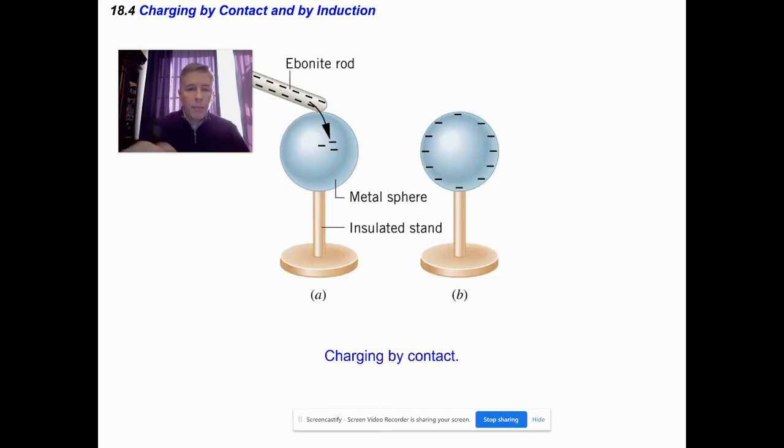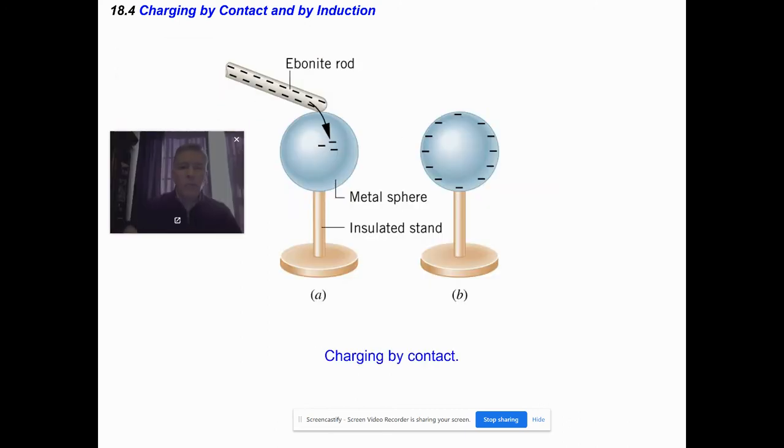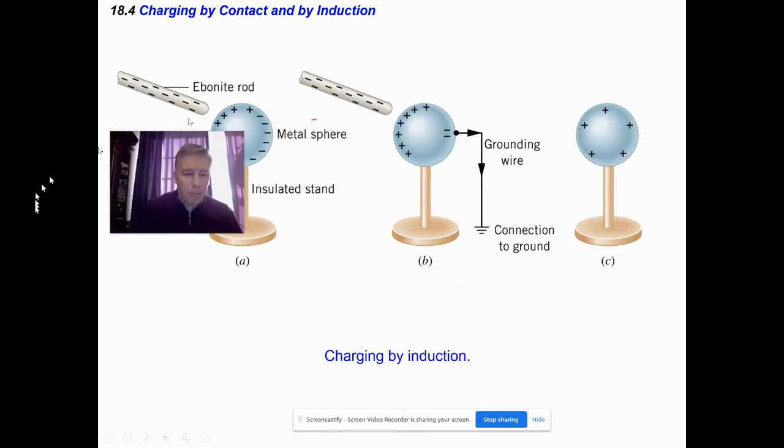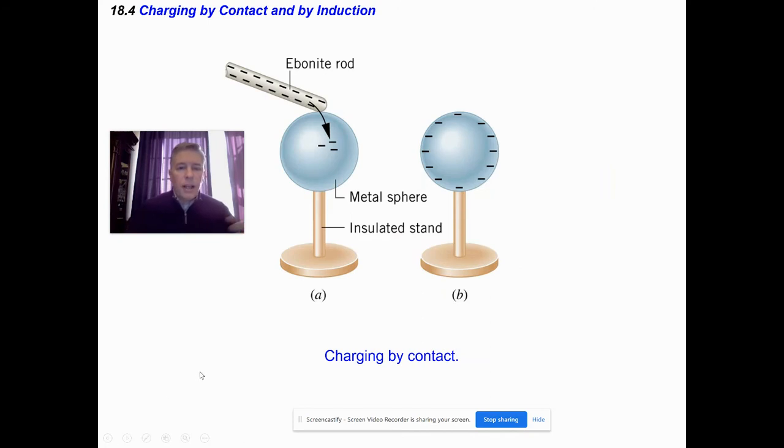And then when you actually come into contact with it, since it has a positive charge near that setup, some of the negative charge is going to move onto the object, and the object will become negatively charged. This is charging by contact. It gives it the same charge.